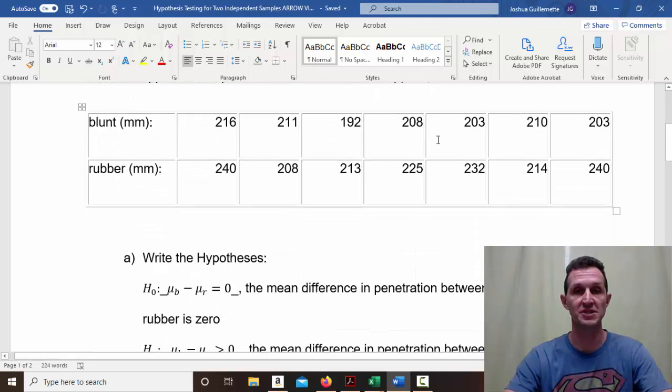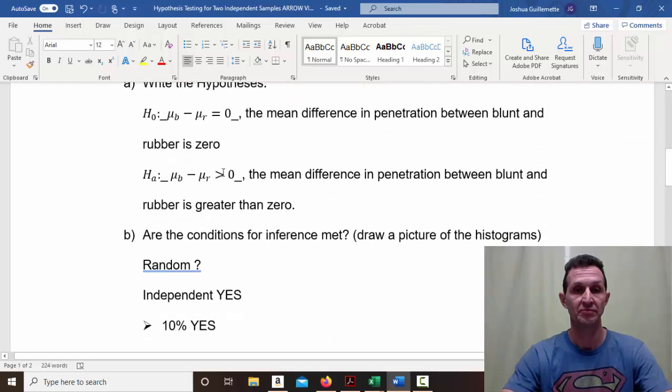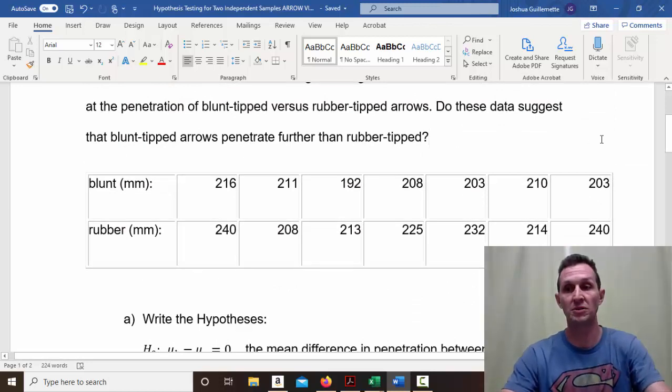So I have some data here from 7 arrows that were blunt-tipped and 7 arrows that were rubber-tipped. And so what I did was I wrote a hypothesis: the null hypothesis is that the mean between the blunt and the mean between the rubber, the mean difference, would be equal to 0. So if we look up here, that would be reasonable. And then the mean blunt minus the mean rubber is going to be greater than 0. So the mean difference in penetration between the blunt and the rubber is greater than 0, because the question is, did the blunt-tipped arrows penetrate further than the rubber-tipped?